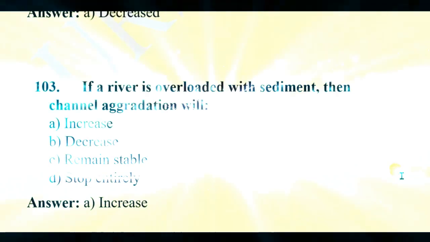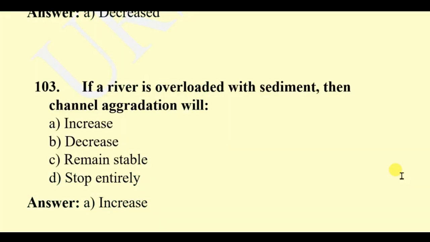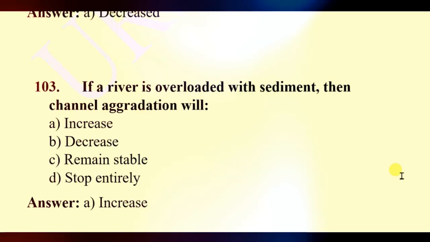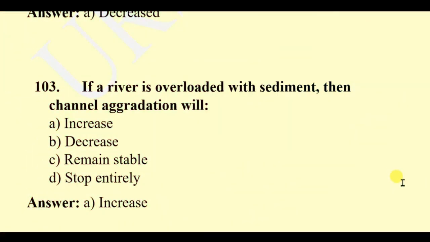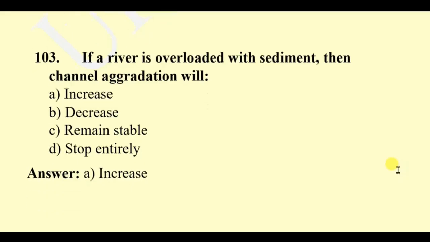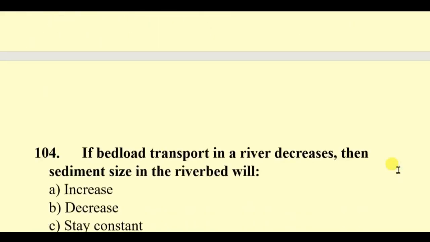Question 103. If a river is overloaded with sediment, then channel aggradation will increase, decrease, remain stable, or stop entirely. Here the right answer will be increase. Channel aggradation will increase because of more sediment.